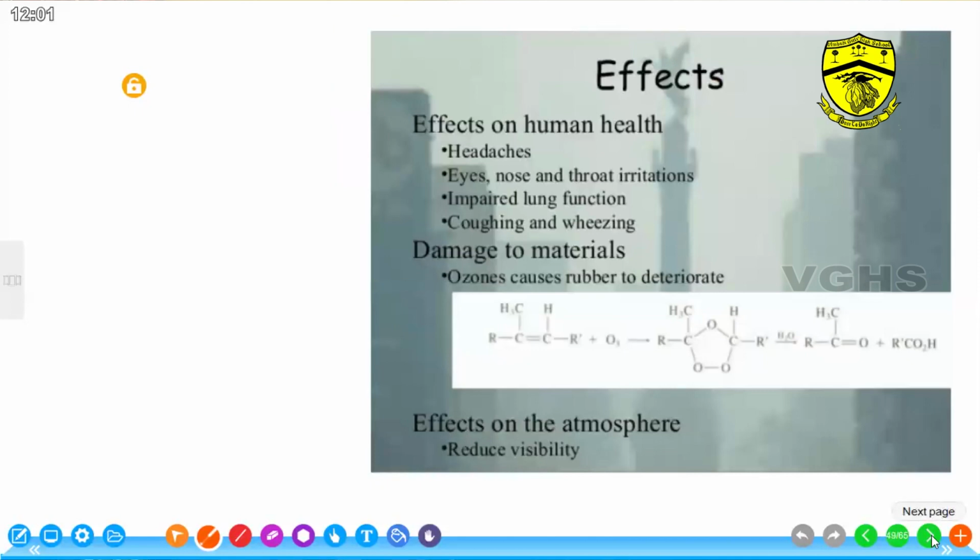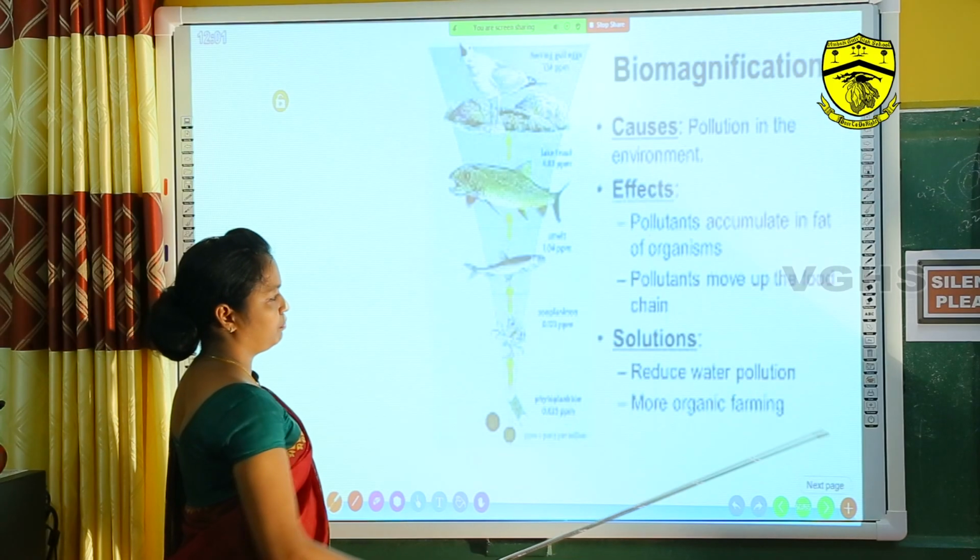And the effects of photochemical smoke are headaches, eye, nose and throat irritations, impaired lung function, coughing and wheezing, and damage to materials. Ozone causes rubber to deteriorate, and the effect on the atmosphere is reduced visibility. This is caused by the photochemical smoke.